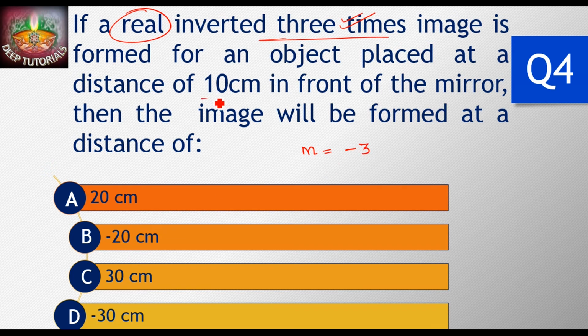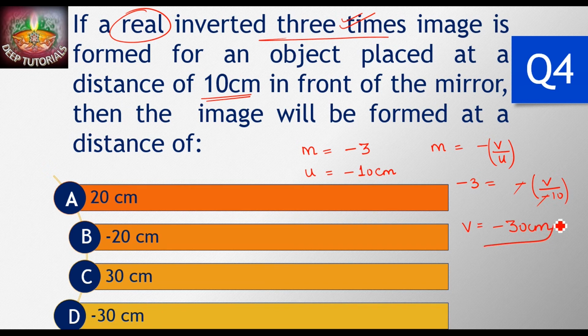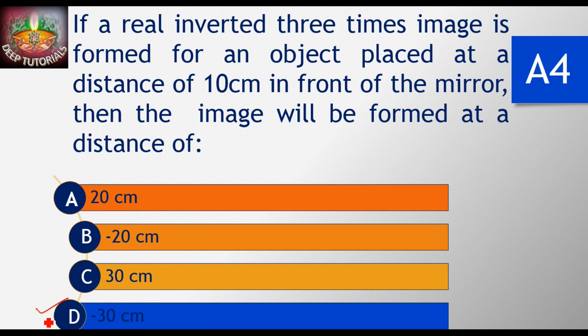For an object placed 10 cm in front of the mirror, the distances against the incident ray are taken as negative. So this will be minus 10 cm. By using the relation m is equal to minus v by u, we can find out the value of v. So this is minus 3 equals minus v upon minus 10, cancel minus, and we are left with v equal to minus 30 centimeter. So the correct answer for this question number 4 is option D, that is minus 30 centimeter.